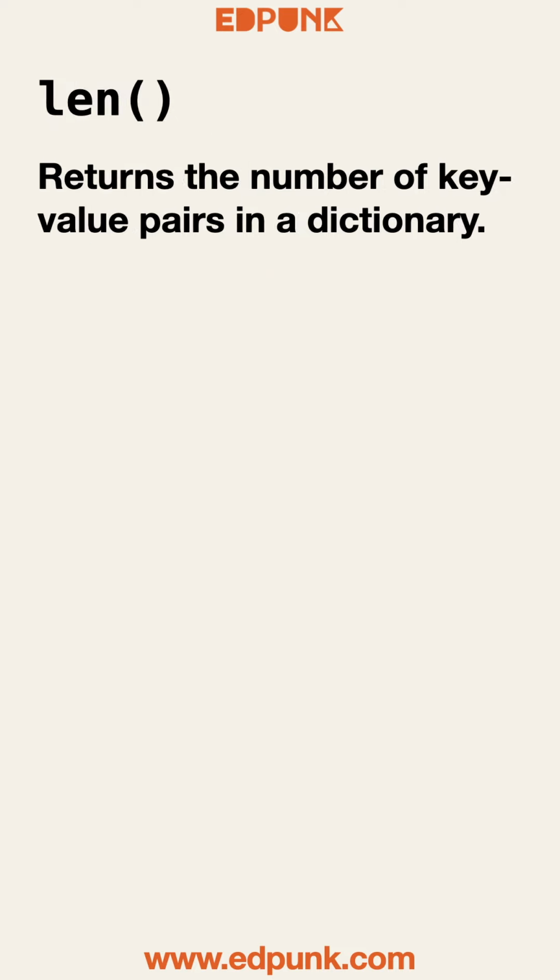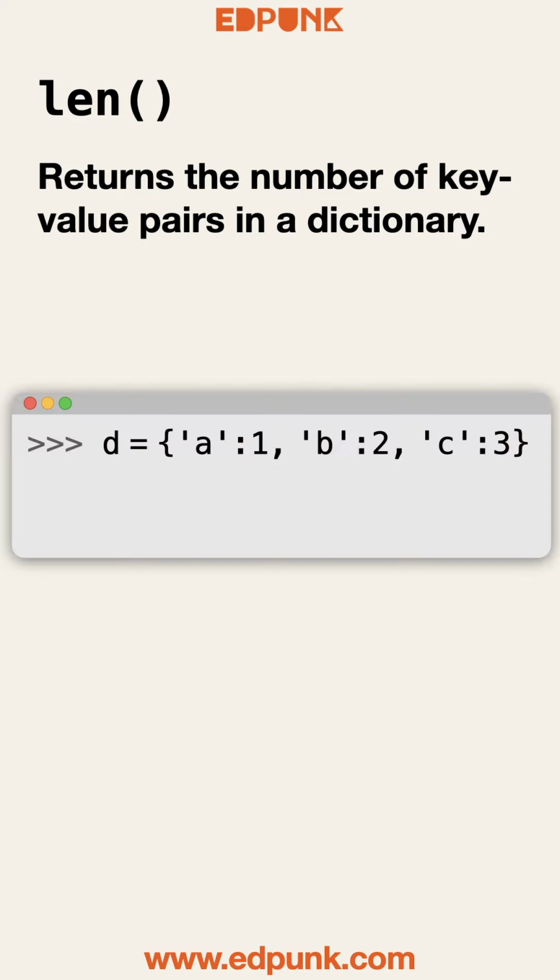The len function can be used to fetch the number of key-value pairs in a dictionary. For example, let us assign a dictionary D containing key-value pairs string A is to 1, string B is to 2 and string C is to 3. To evaluate the number of key-value pairs, let us execute len of D. The result returned is 3.